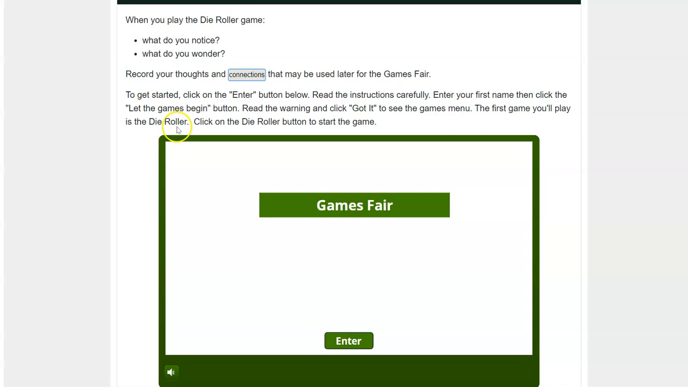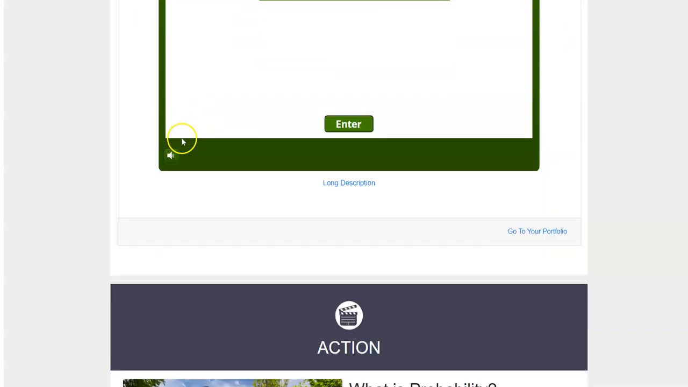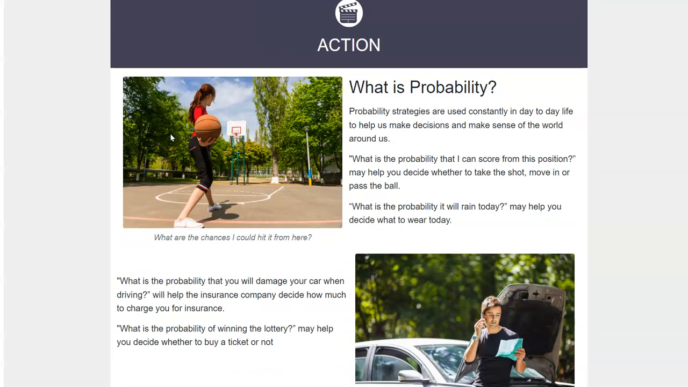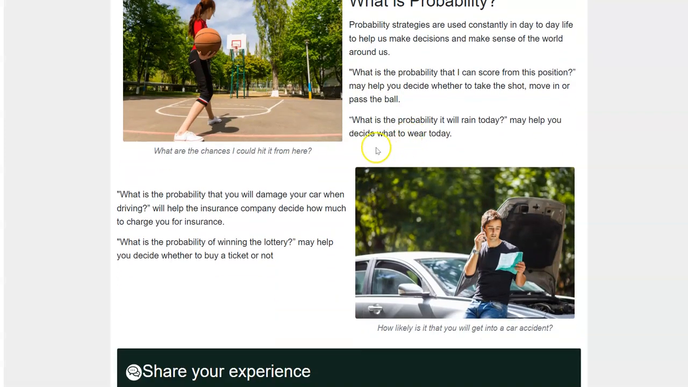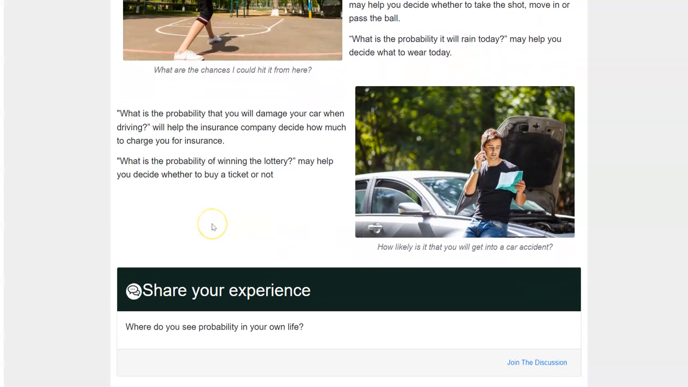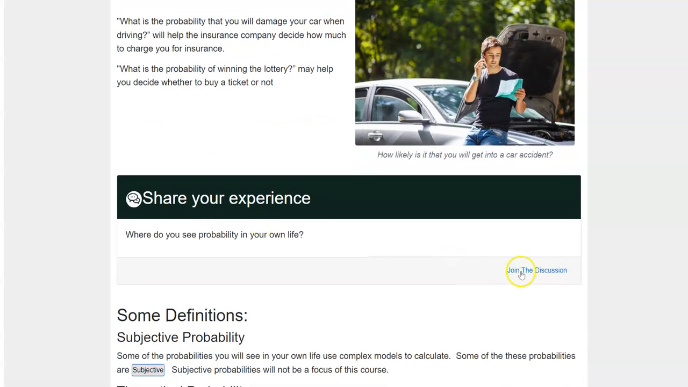So this game's fair. You're welcome to go in here and play around with that for a bit, but I'll get on to the section of the course here, the probability part. So probability, we talk about what's going on in life. This is the first part of our course. Probability, you look at where it arises around us: the probability that I can score from this basketball position, what's the probability that it will rain today, what's the probability of winning a lottery, all these different things. There's a quick discussion you can click on and join here and just talk about that real quick.